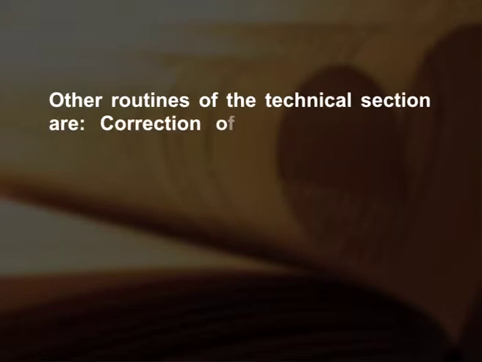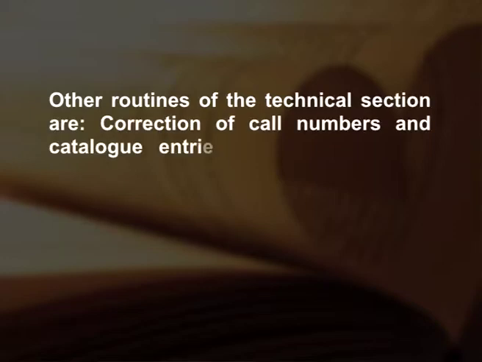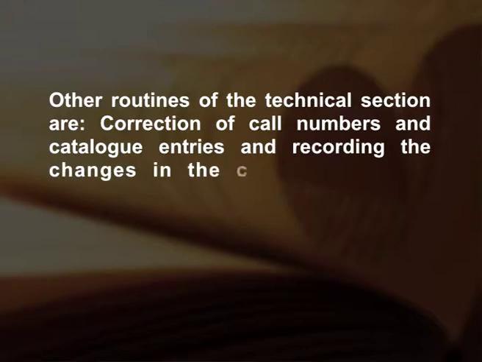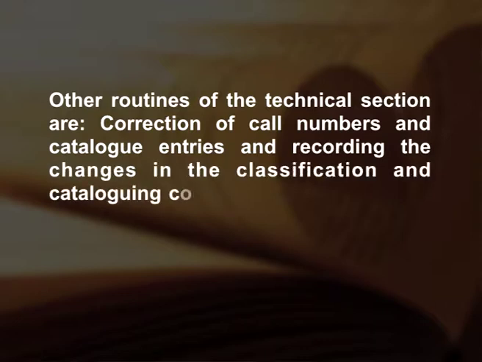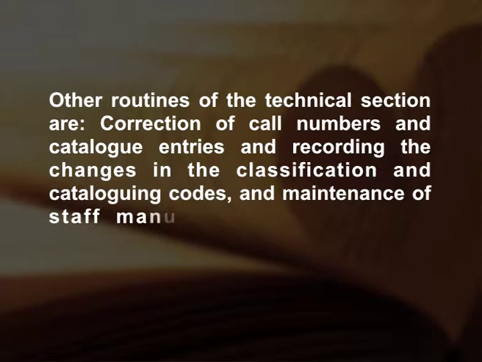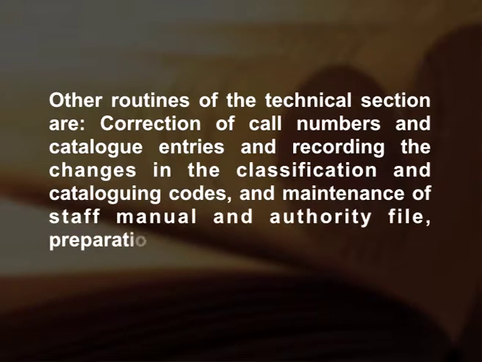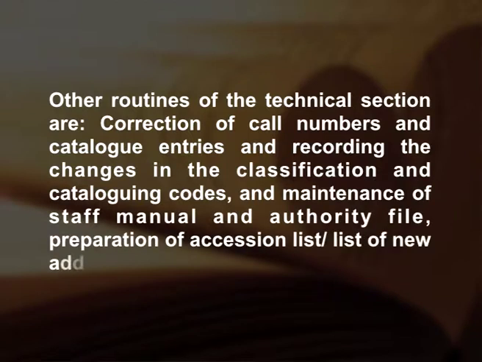Other routines of technical sections are correction of call numbers and catalogue entries and recording the changes in the classification and cataloging codes, and maintenance of staff manual and authority file, preparation of accession list or list of new additions.